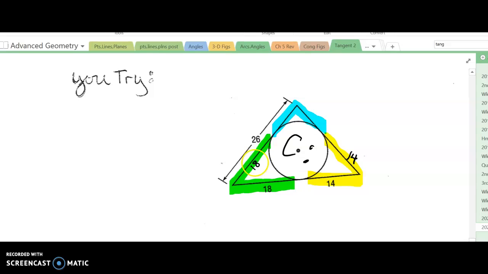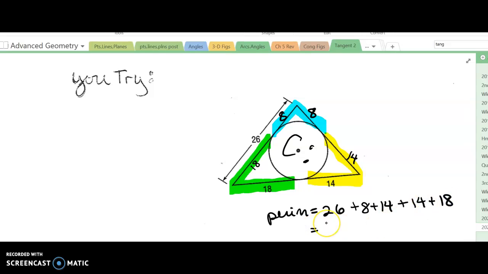So to find it, what I have to do is take the whole 26 and subtract the part of 18 for 8, and then I know the other piece of that elf hat will be 8. So the perimeter for this one will be 26 for the left-hand side plus 8 plus 14 for the right-hand side plus 14 plus 18 for the bottom gives us a grand total of 80.